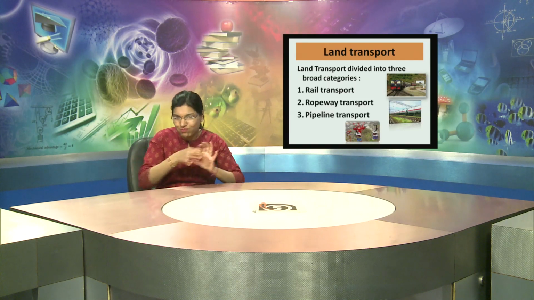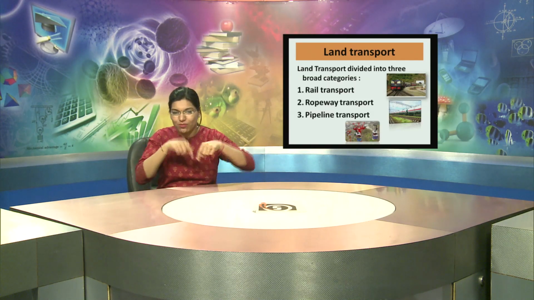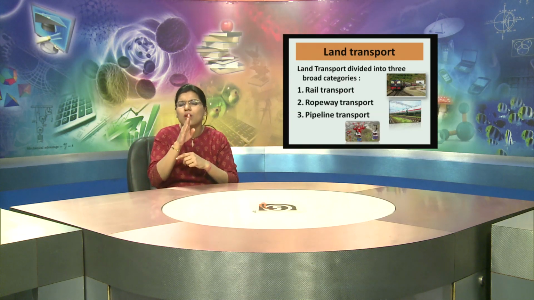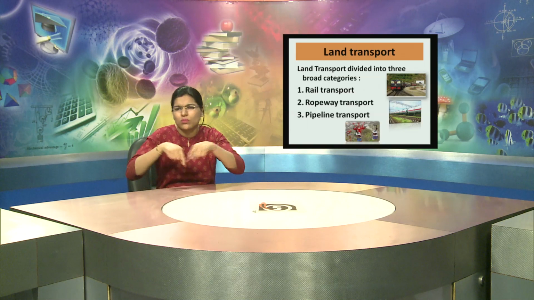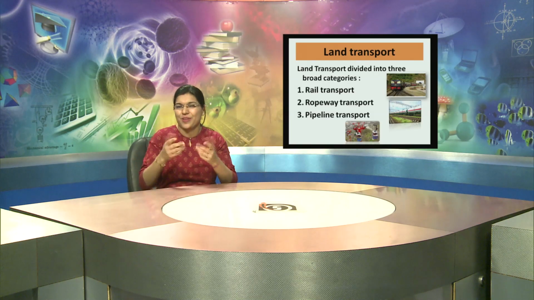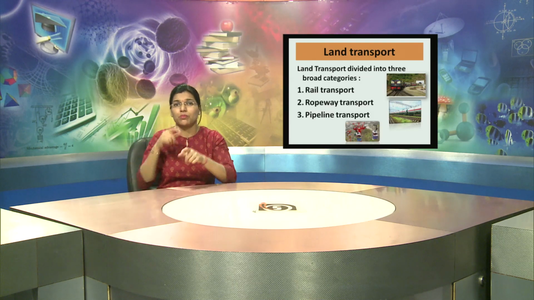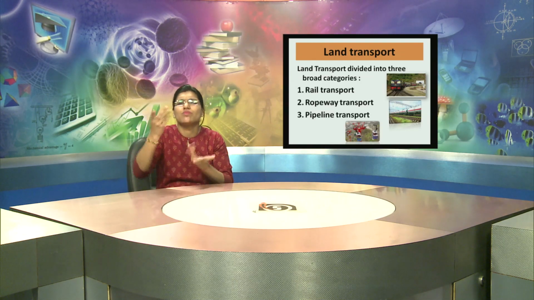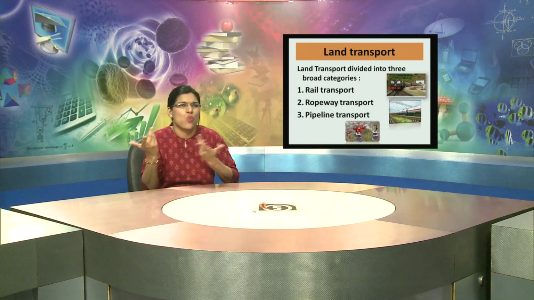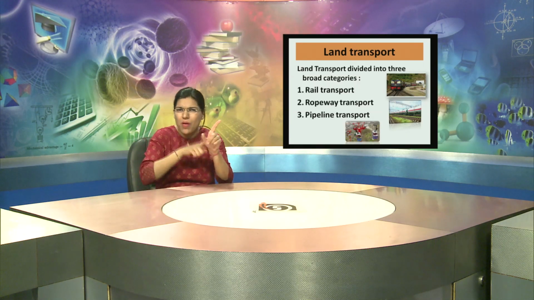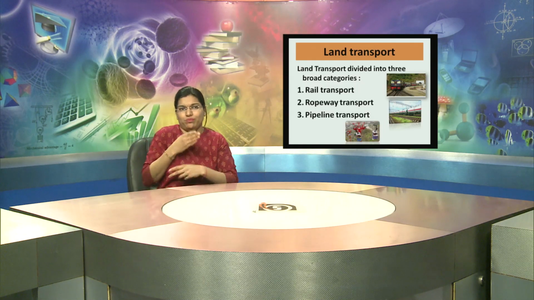Now we have seen the land transport. Let's move on to it in detail. First one is rail transport. People travel in railways which have different coaches which lead to different places. For example, West Bengal, Delhi, Andhra Pradesh.